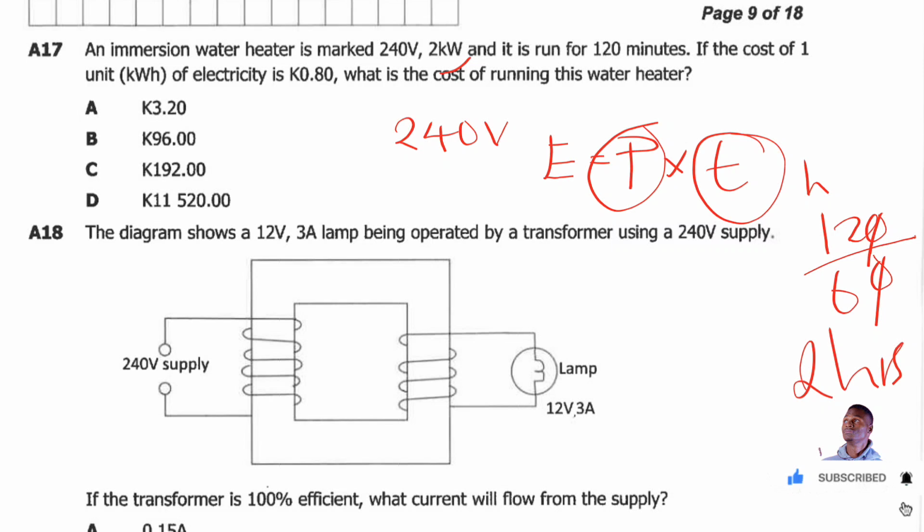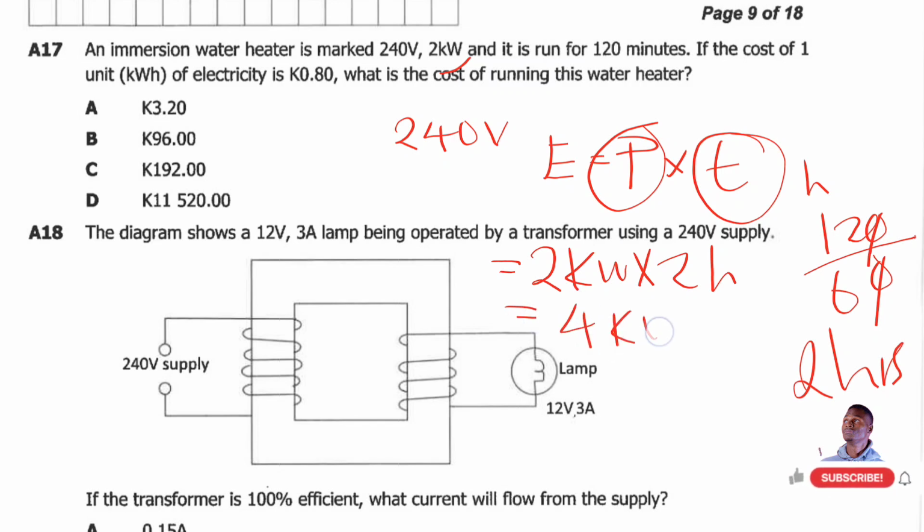So electrical energy, or units, will be power, 2 kilowatts, multiplied by 2 hours. 2 times 2, 4. So 4 kilowatt hours. So these are the units. Then let's use proportions to calculate the cost here.